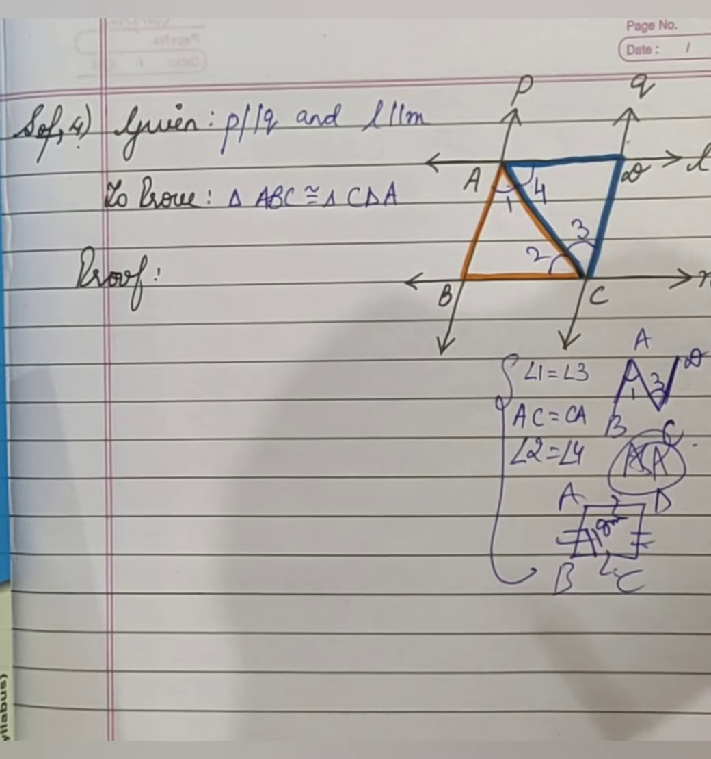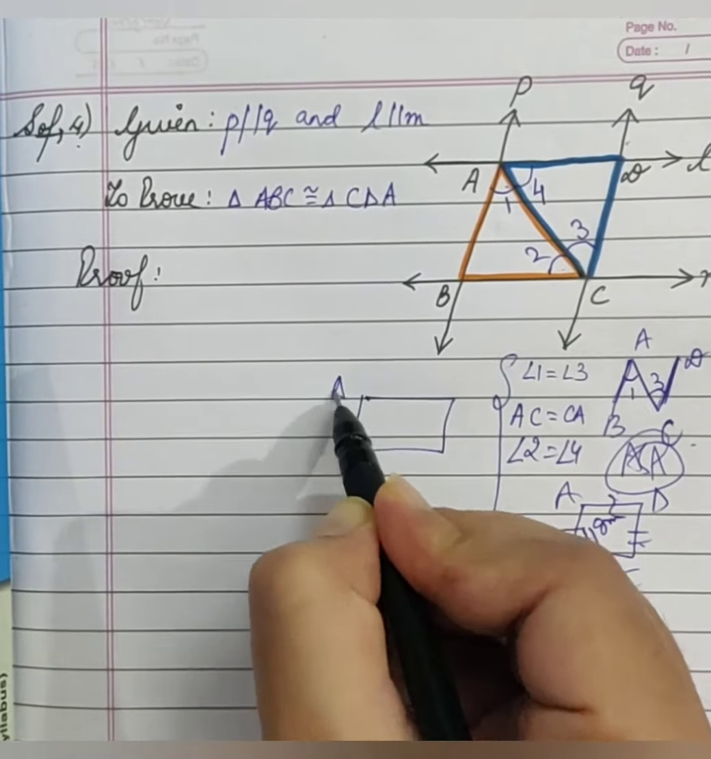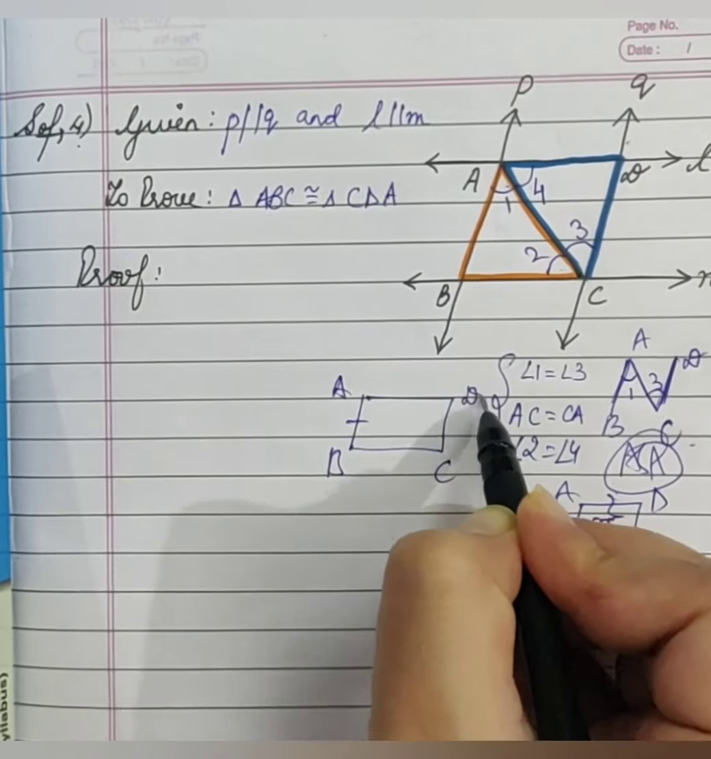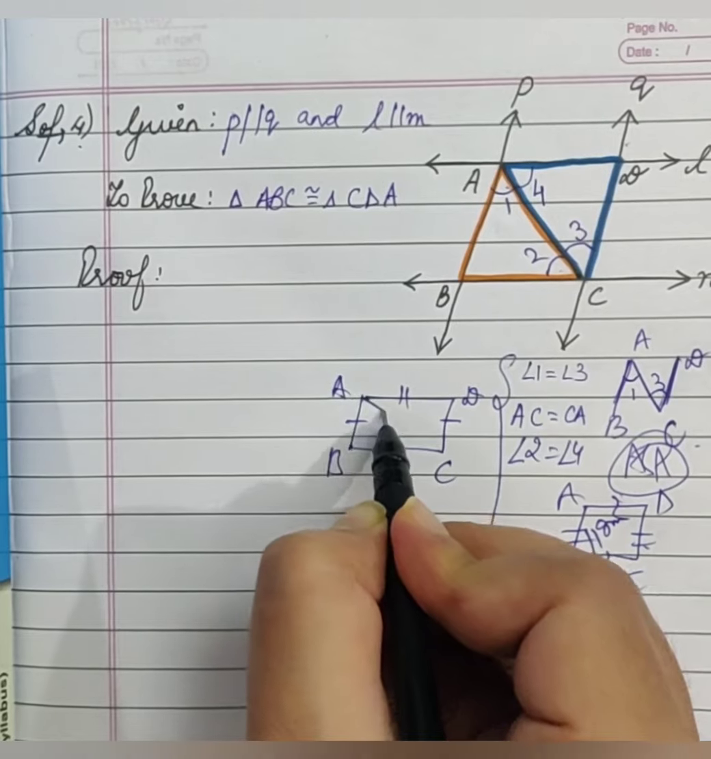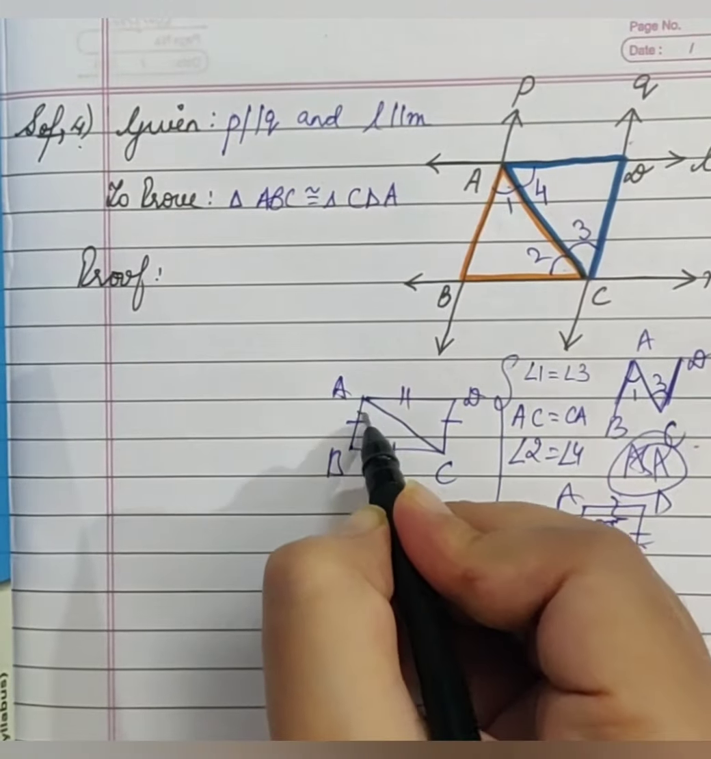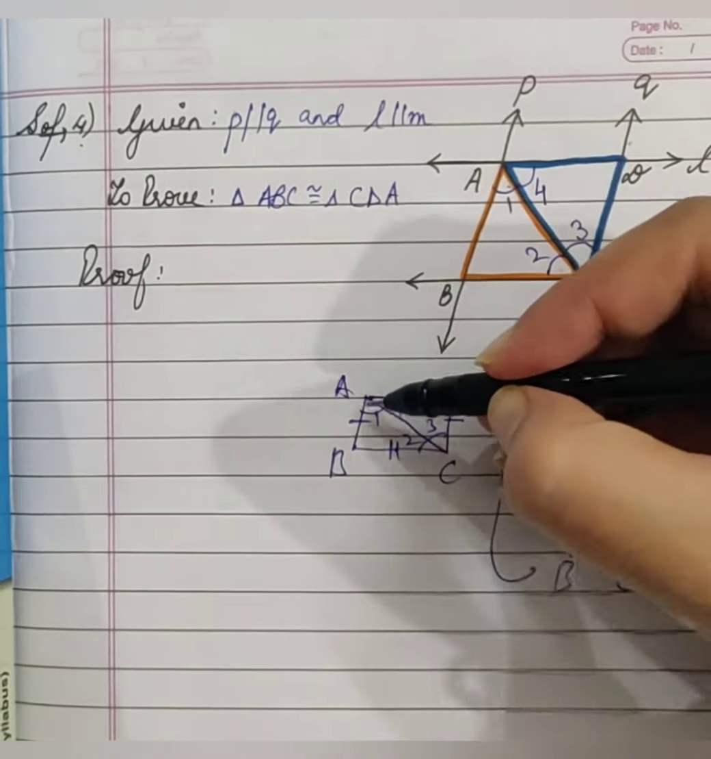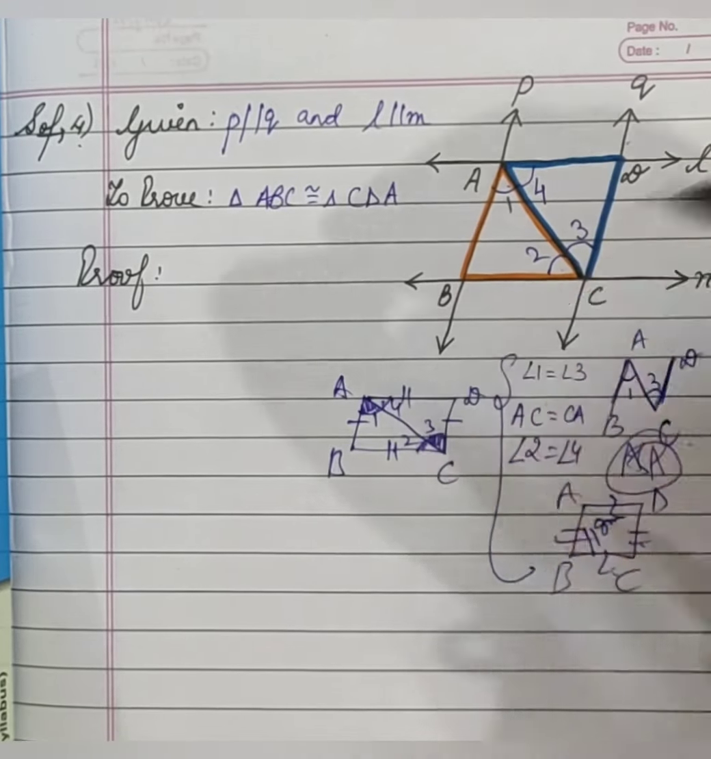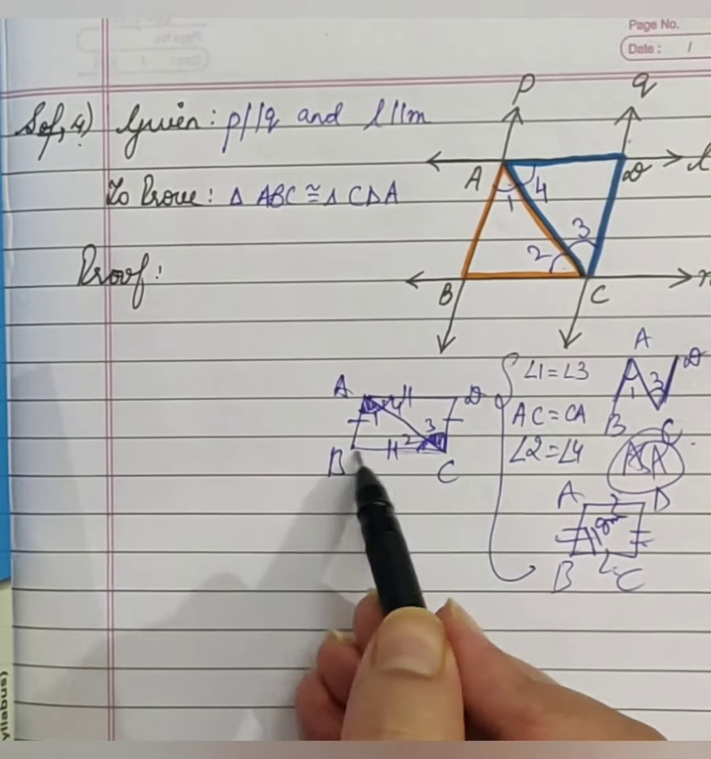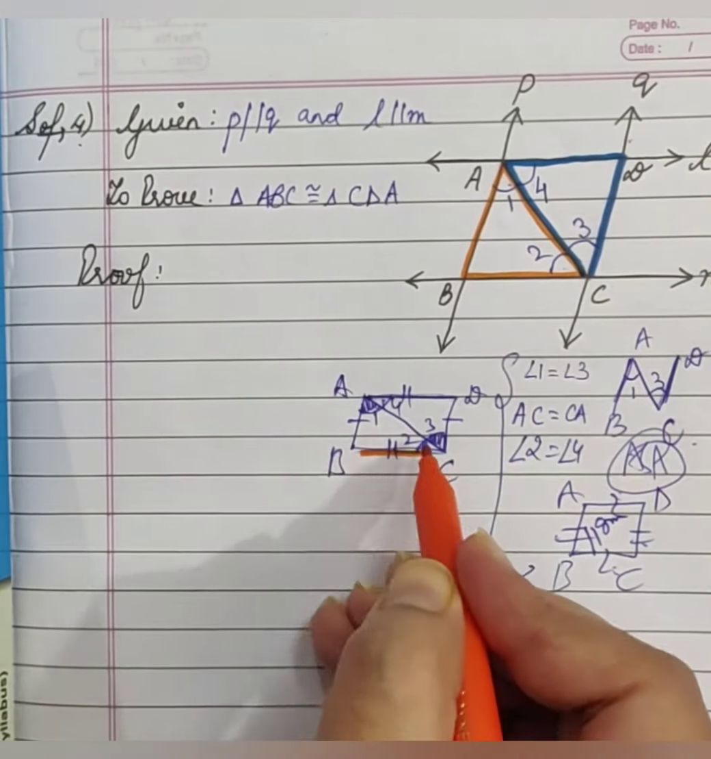And if it is a parallelogram, its opposite sides would also be equal. So we can say AB will be equal to CD and AD will be equal to BC since it's a parallelogram. This is a diagonal. Same angles I'll be naming 1, 4, 2, 3. Now see, angle 1 is equal to angle 3, angle 2 is equal to angle 4, and BC is equal to AD. We'll consider the side BC is equal to AD.